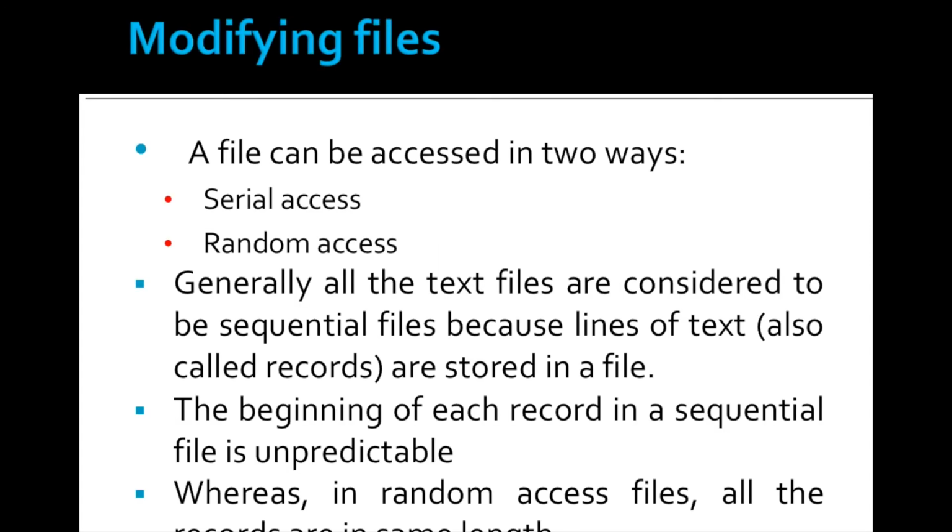In this video, you will learn how to modify the file content. So far we know that a file can be accessed in a serial manner, and we can also access the file in a random access. Normally a text file is accessed sequentially, but with the help of fseek, ftell and rewind functions we can achieve random access to the file.